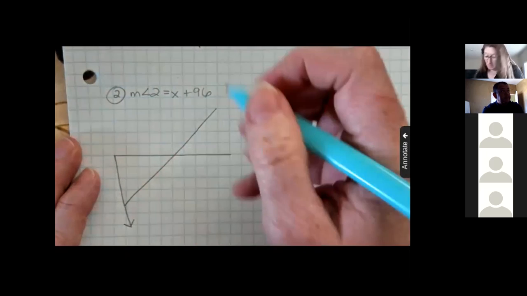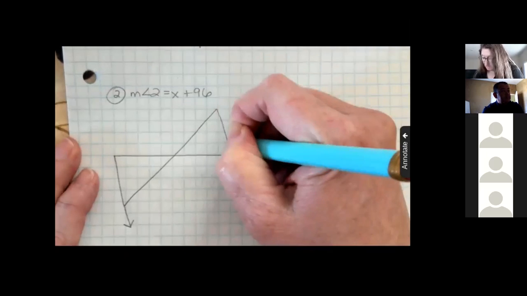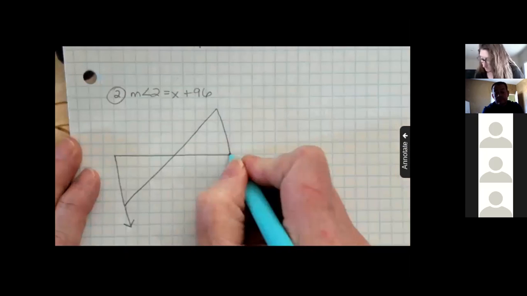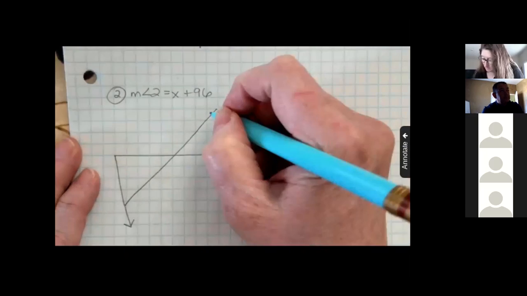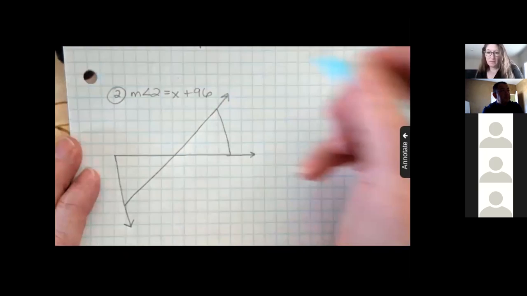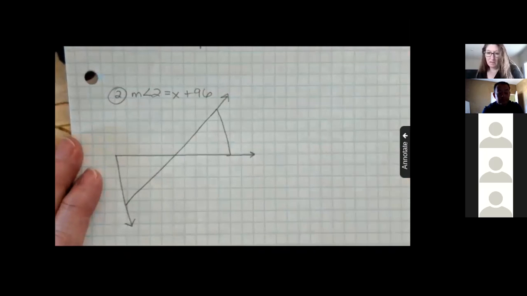Don't be making fun of my triangles. No, they're not right. It doesn't matter that you draw it perfect. The important part is that you label them right.